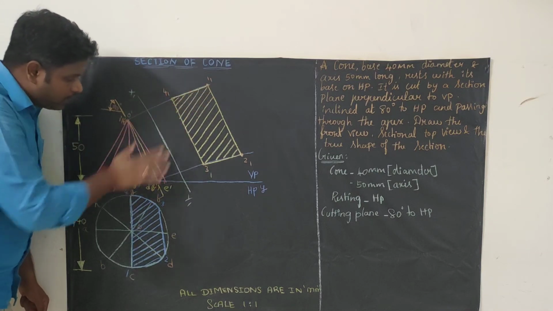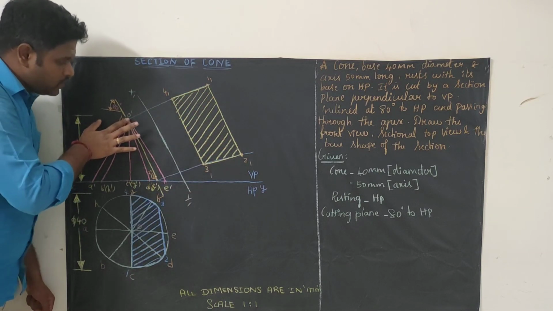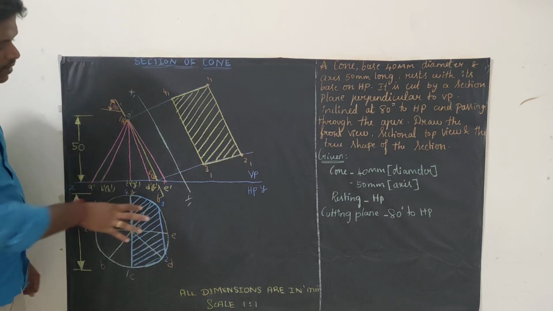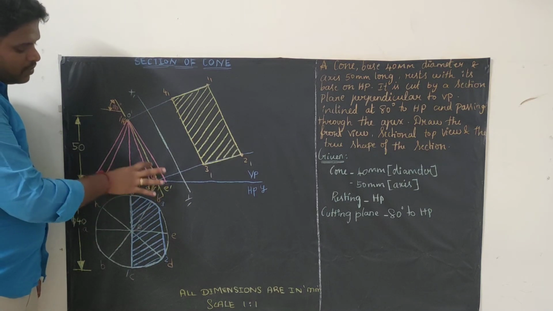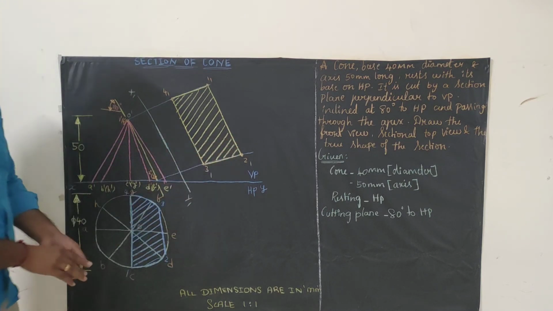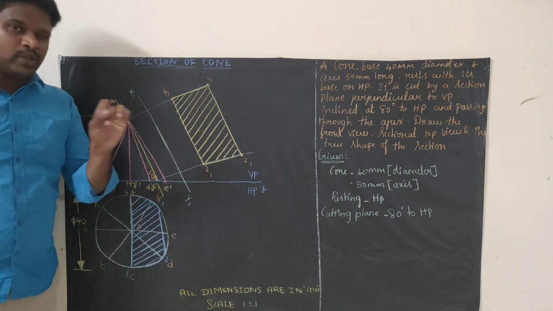Just extend all the cutting points vertically. So 1 dash means you draw a vertical line, a perpendicular 90 degree line. Here also 2 dash, 3 dash, keeping this line as reference, draw a perpendicular 90 degree line. So just extend it with your 2H pencil.